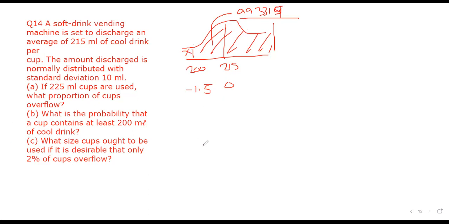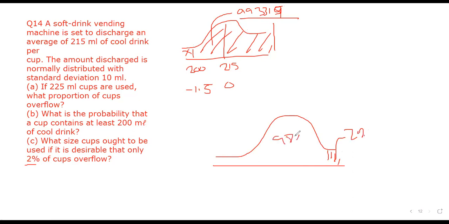Then lastly, what size of cap ought to be used if it's desirable that only 2% will overflow? So overflow is on the greater side. So the 2%, we remove it, meaning we're going to remain with 98%. In decimal, this is the same as 0.9800. And I taught you how to read from inside the table. We're looking for X, we don't know. Our mean here is at 0. Our standard deviation is 10. So 0.9800, when you go into the table, you find it under 2.05.